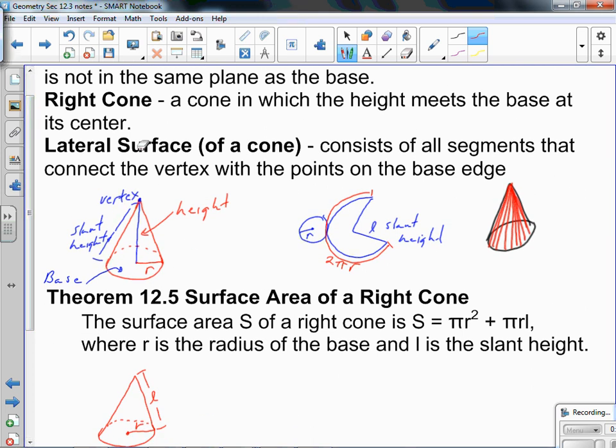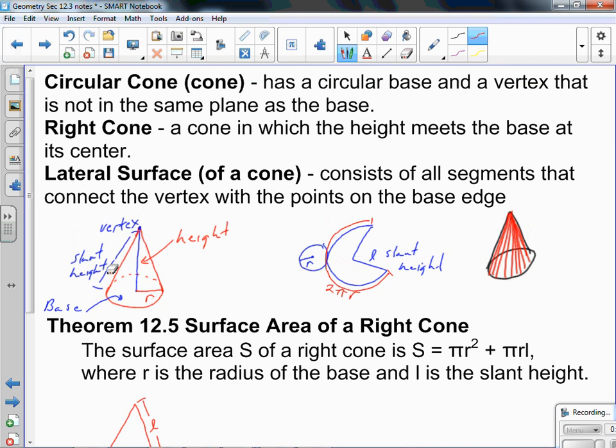And so we've got a slant height on a cone, the base is a circle, the height is going to hit the circle in the very center if it's a right cone. And if we flatten it out into a net, it's going to look something like this. We're going to have the circle for the base, and then all the lateral surfaces are going to look like Pac-Man.